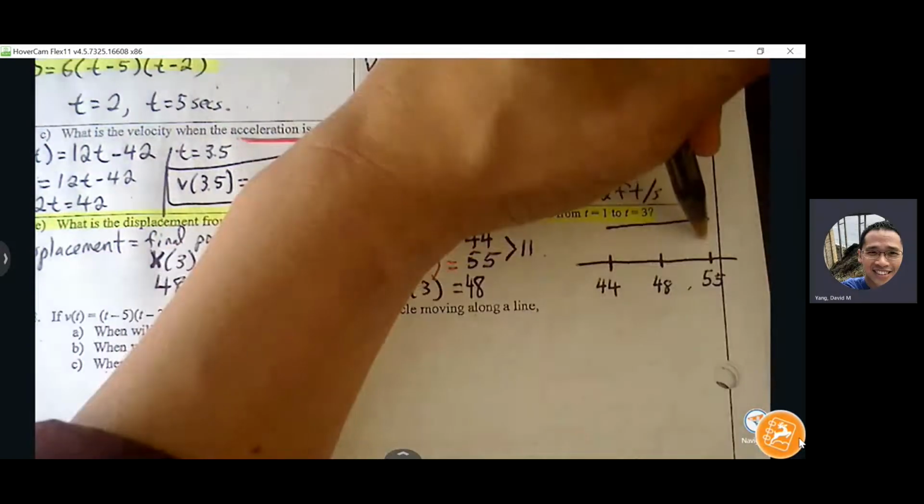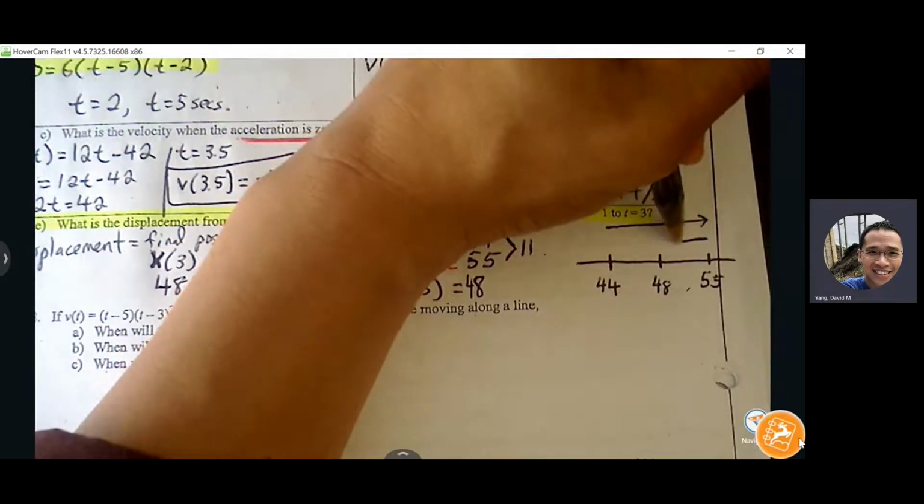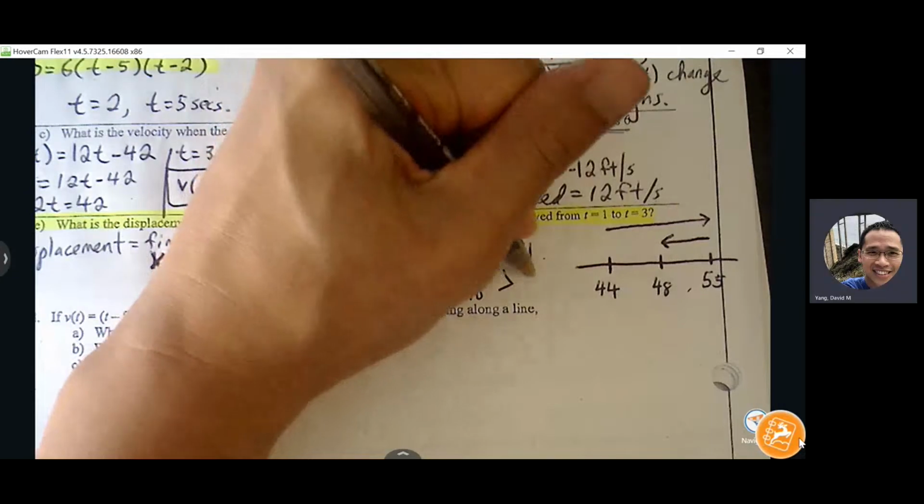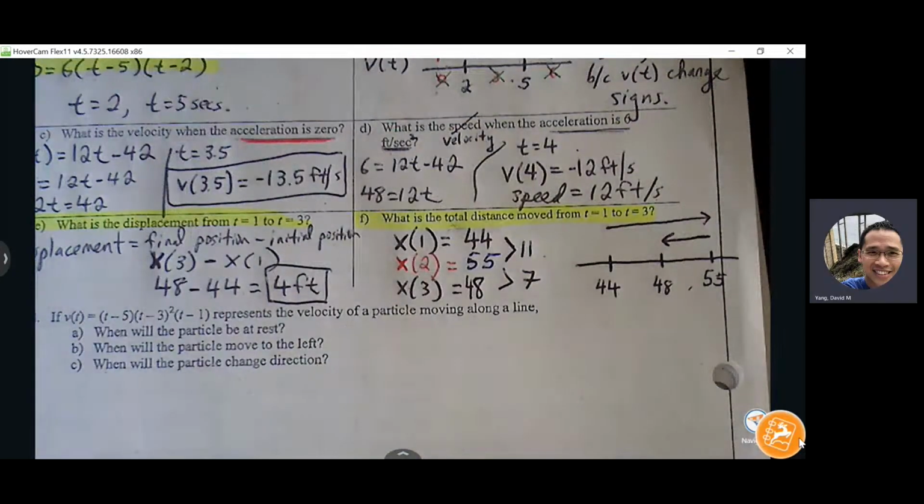But you're working backwards here. So from here, you're walking backwards from 55 to 48. How many additional steps would you take? 7. So notice that everything you're giving me are positive numbers. And that's how you're going to approach distance as well.